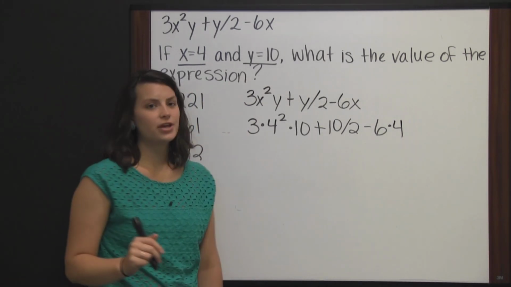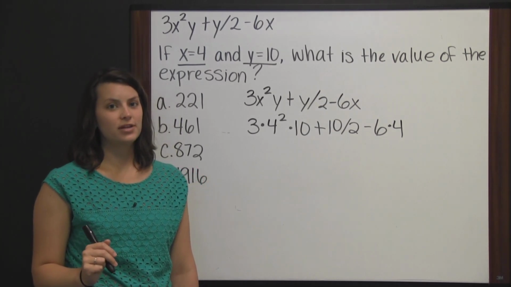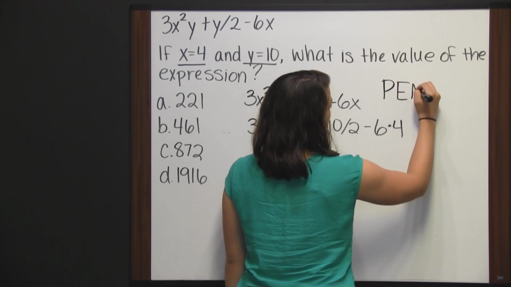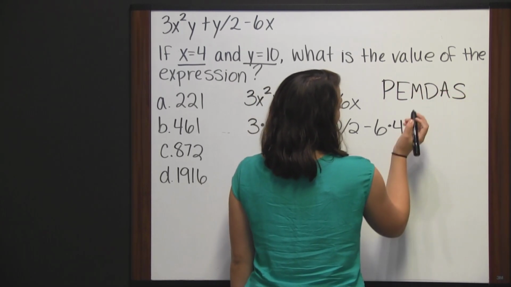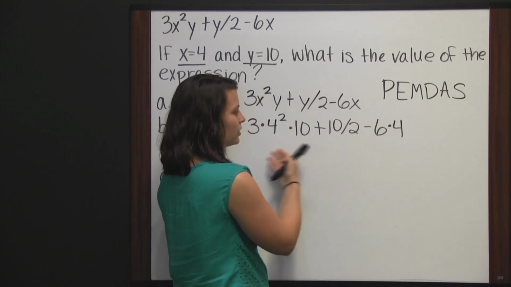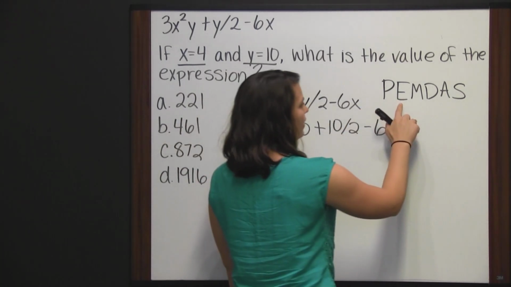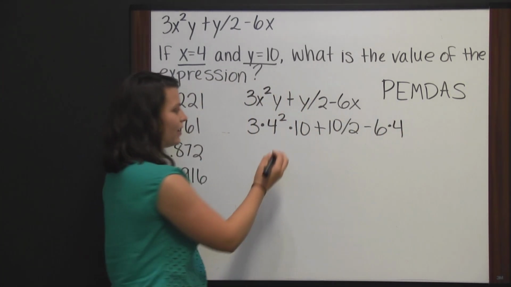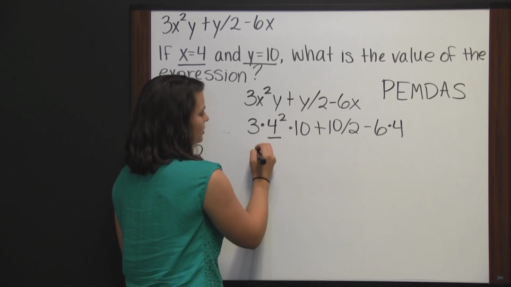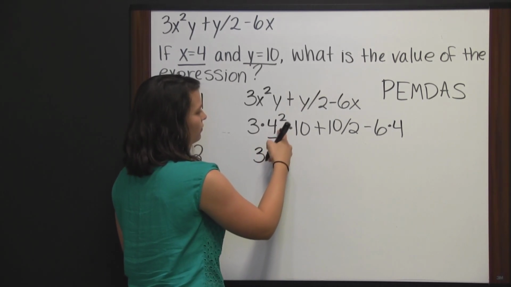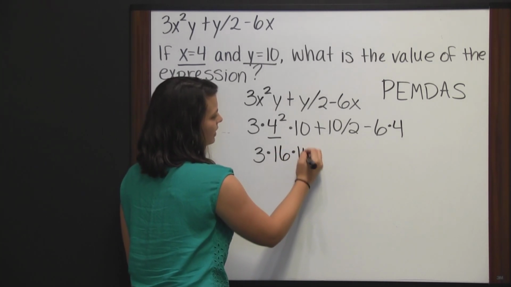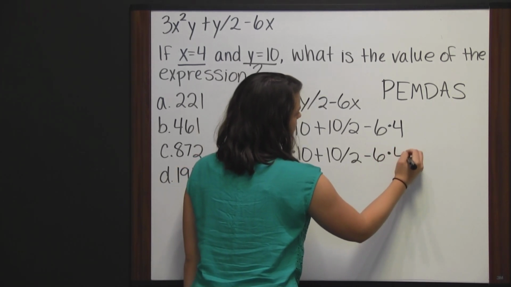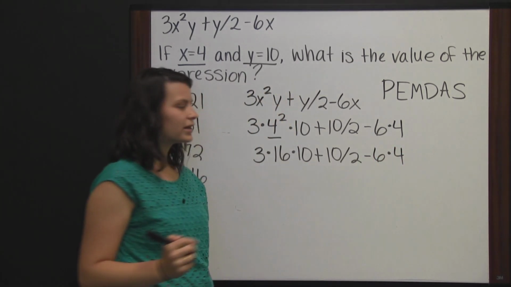To simplify this expression, we need to follow the order of operations, which some people know as PEMDAS. And in PEMDAS, we do parentheses first, which we don't have here, and then exponents next. We do have exponents, so that means the first thing we'll do to simplify is find what 4 squared is. So we bring down the 3 times 4 squared is 16 times 10 plus 10 divided by 2 minus 6 times 4. So that's all of our exponents.